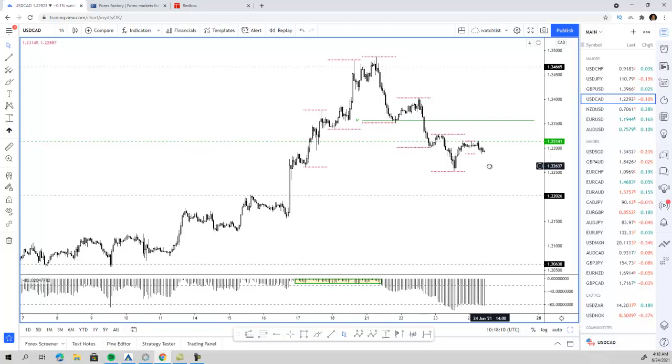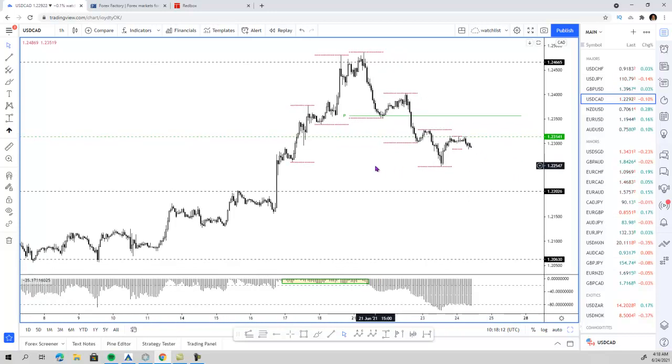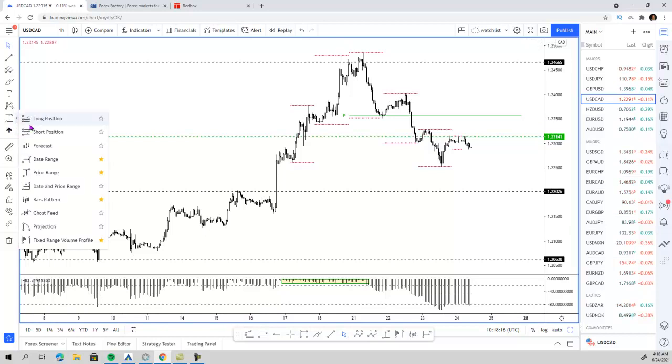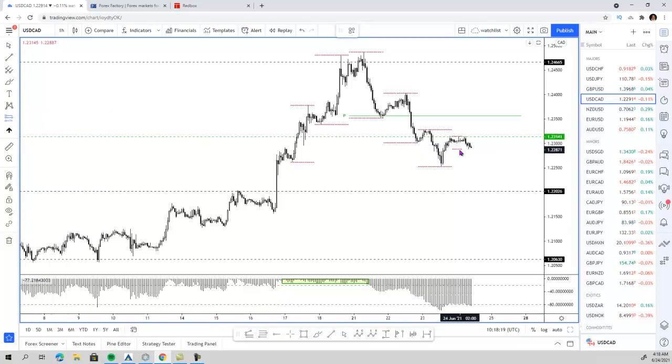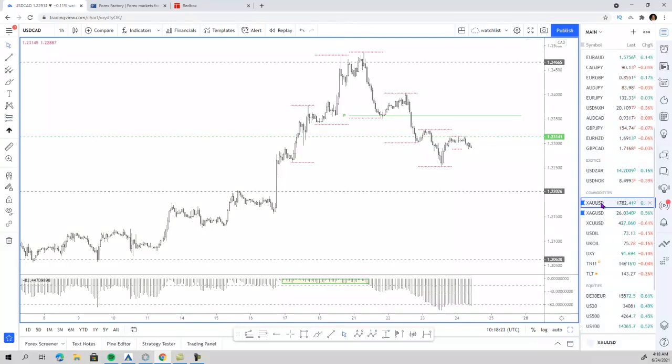The thing about this setup is that I'm going to show you the risk to reward on this setup. Short, right? Wow, metals are flying. Let me show you right now what's going on in metals very quickly.